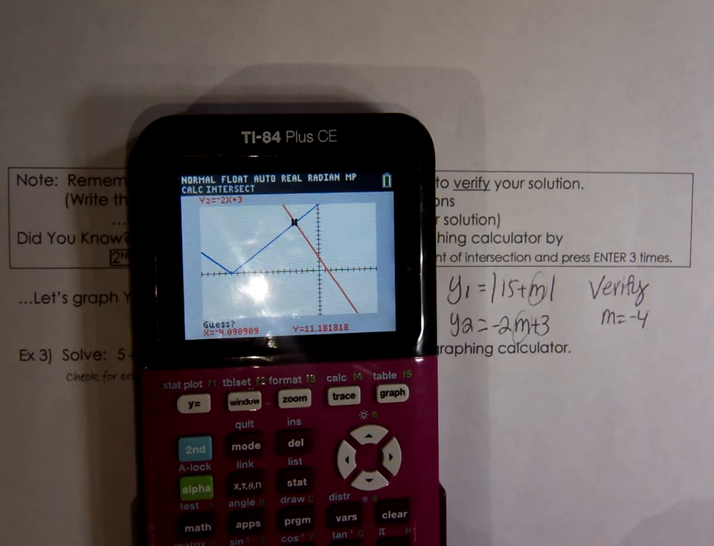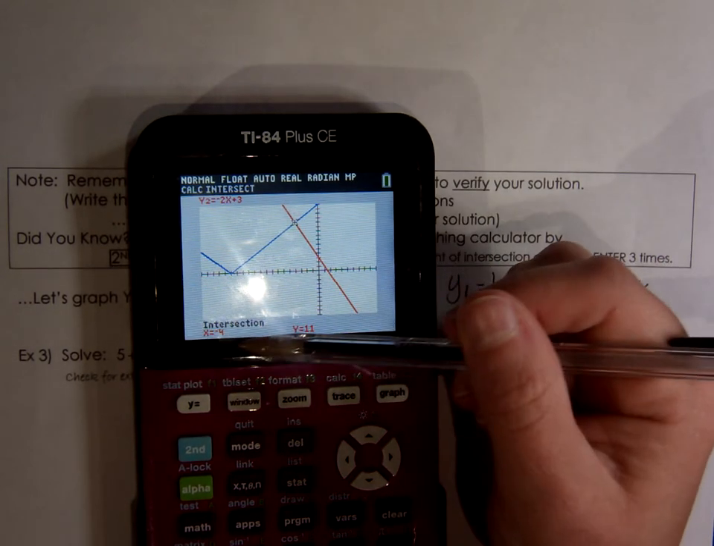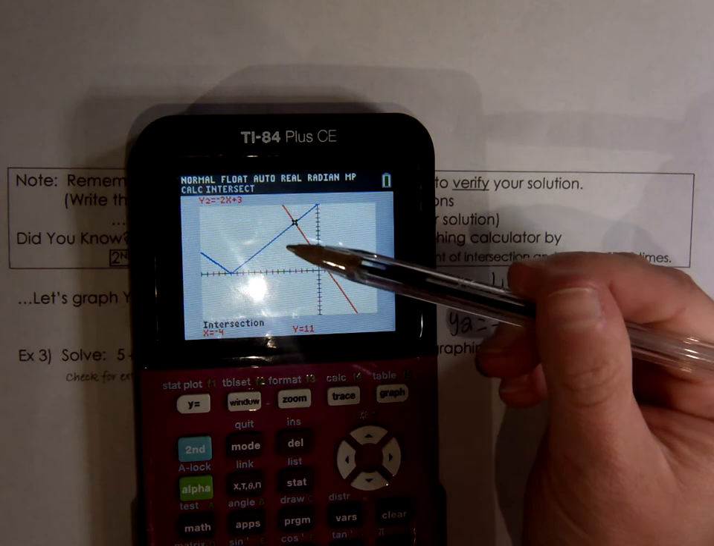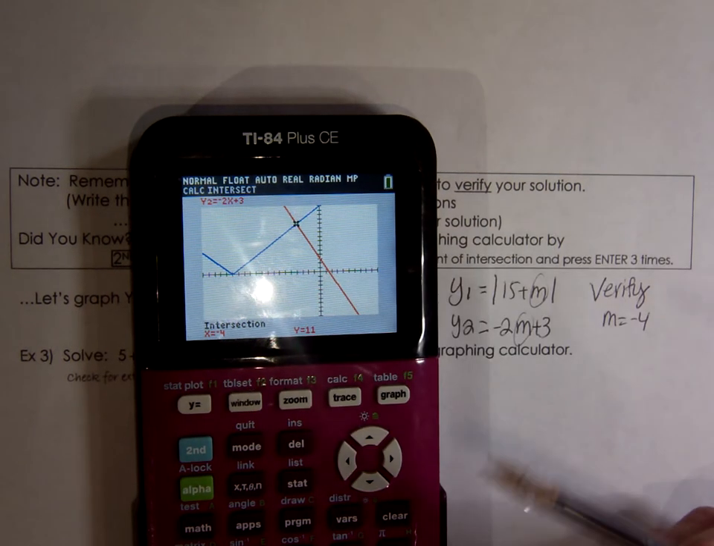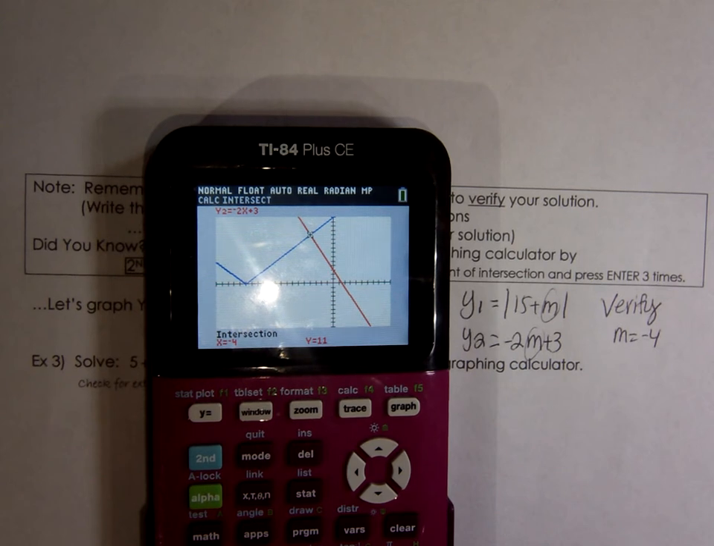And then they're going to ask you, is that your guess? I'm going to say, yeah, it's my guess. Enter. Boom. Right there. Negative 4 is my x value, and that is my point of intersection. And more specifically, that ordered pair is negative 4, 11. And we know that whenever we're looking at solutions, it's always the x part of that ordered pair.